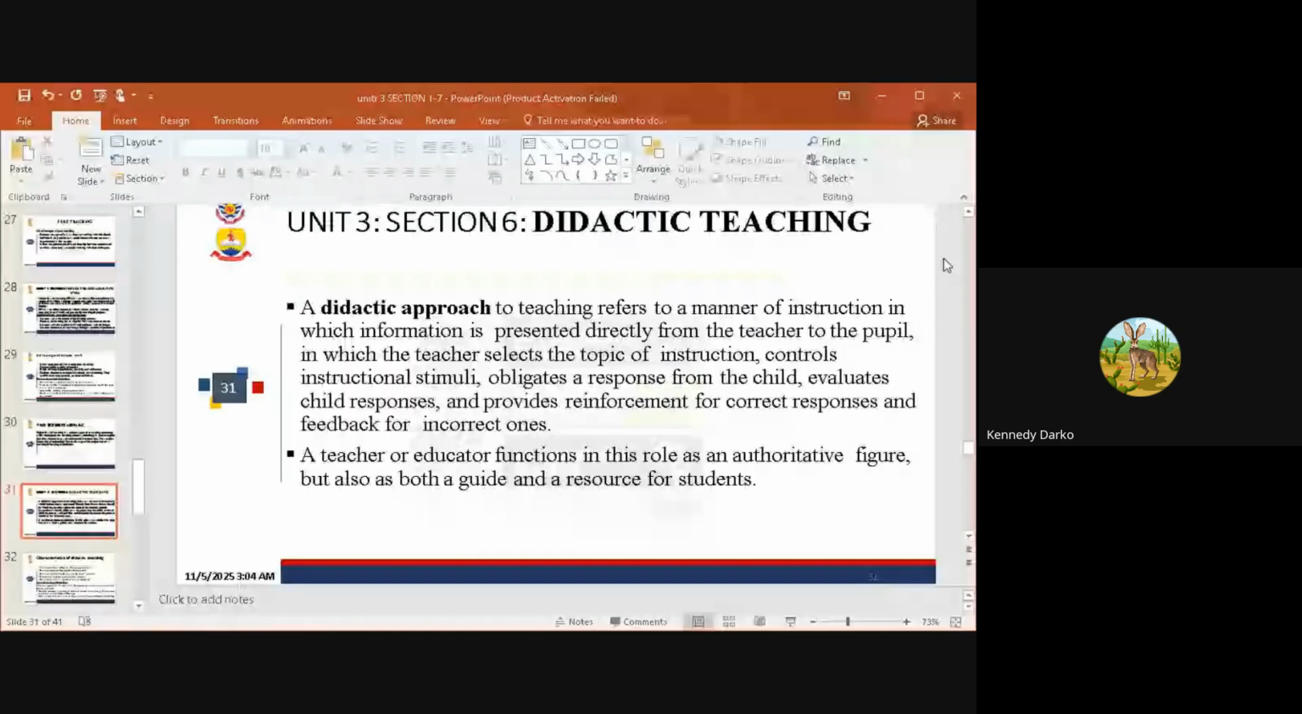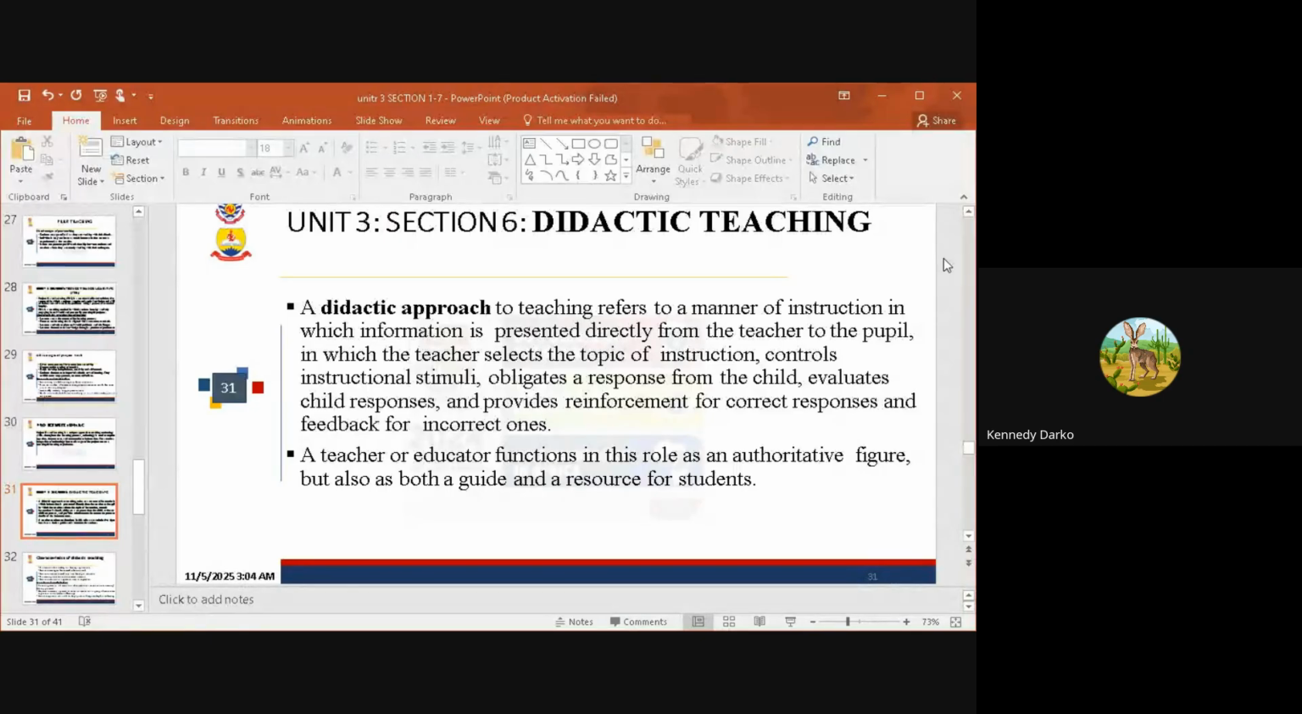So with the didactic approach, we are looking at how the teacher uses certain instructional materials or instructional methods to be able to present information to the pupils. Now, when they do that, they are seeking certain things. After the instruction, they are able to control the instructional methods. Then they try to get the stimuli that they are giving, okay, so that once they give you the information, the responder will come.